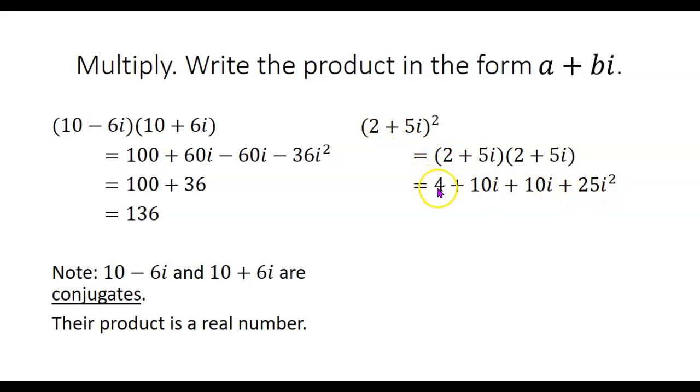So we get the first thing squared, we get 2 of the first thing times the second thing, and we get the second thing squared. When we combine the i terms and rewrite the i squared as just -1, we get 4 plus 20i plus 25 times -1, which is minus 25. And then combine the 4 minus 25 to get -21 plus 20i. So that's the answer.